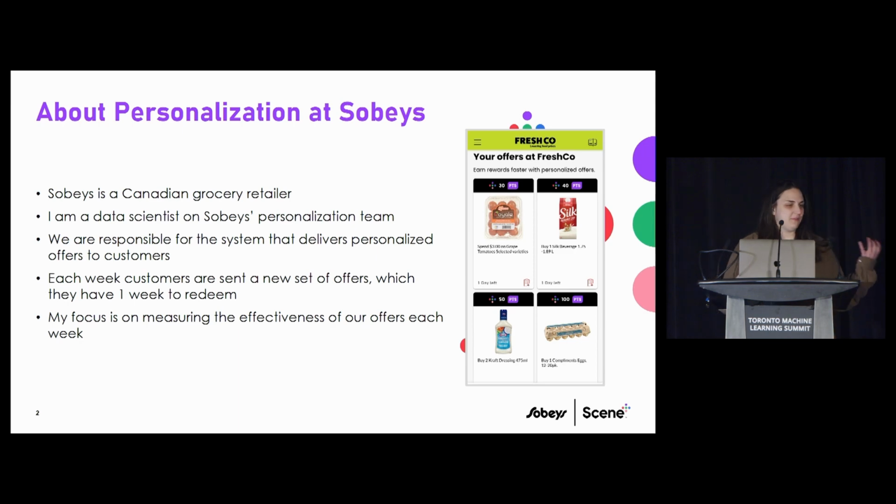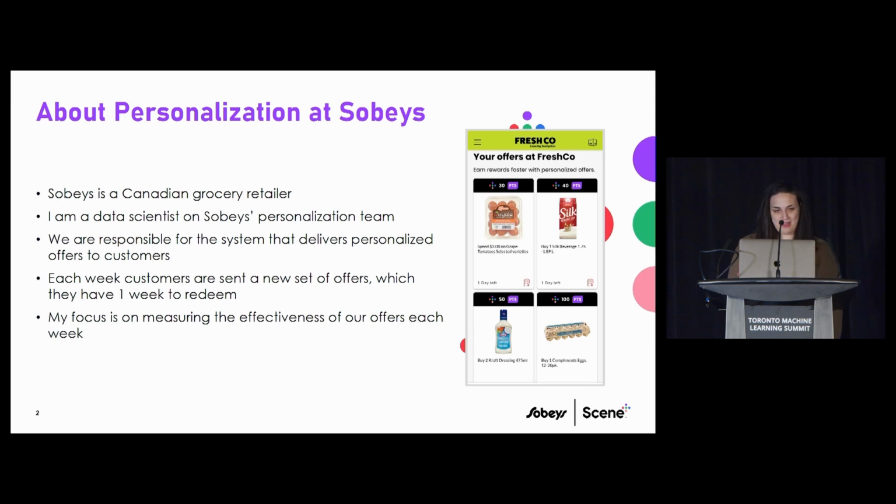You can see those are the product offers. We also have basket builder offers, that sort of thing. The life cycle of a set of offers is 1 week, so each Thursday, customers are sent a new set of offers, and they have until the next Thursday to redeem them, and then they get new offers. My current focus is on measuring the effectiveness of those offers and using that measurement to make decisions about how to better improve our entire system.